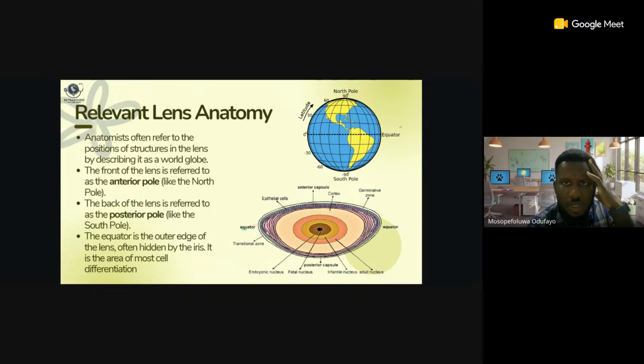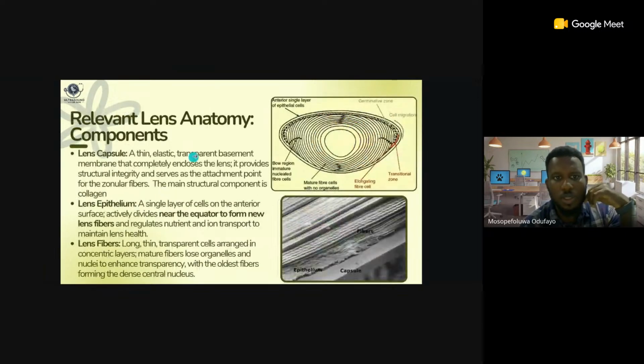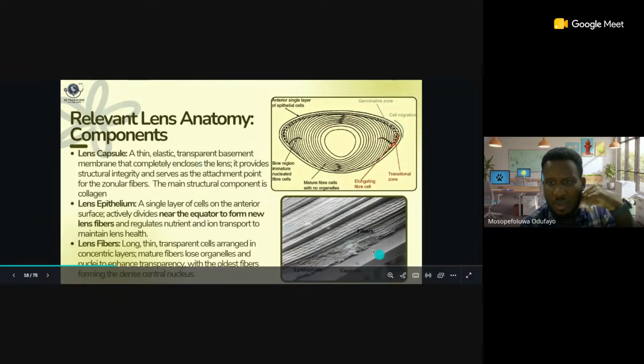How does it work? Let's talk. First of all, the capsule that surrounds the lens is a thin, elastic, transparent basement membrane that completely encloses the lens. Look at it here under an electron microscope. It provides structural integrity and serves as an attachment point for the zonular fibers. Its main structural component is what? Collagen. The next is the lens epithelium.